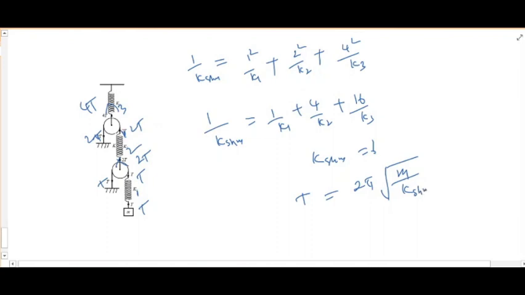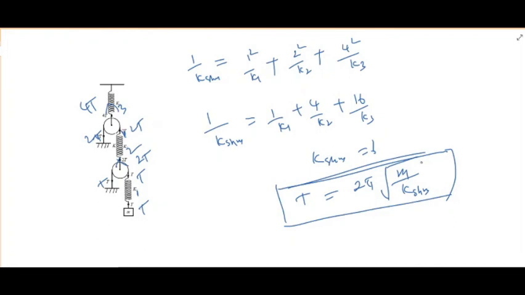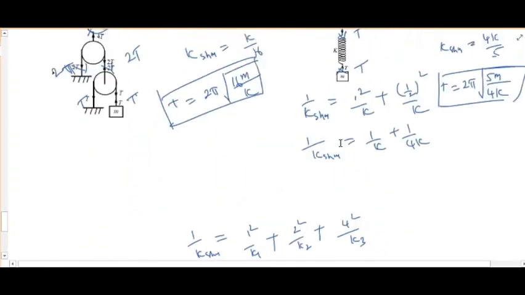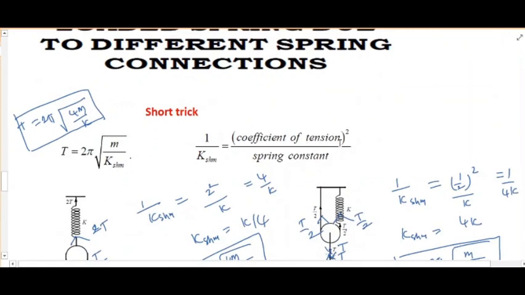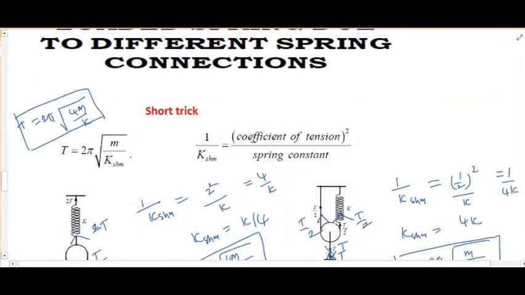2 pi into square root of m by K SHM. So with this we can find the time period by using a short trick. How many number of springs are given, don't bother, but the procedure is, where this block is connected, at that block take tension T and go on like that, and we can find out time period by using a short trick. The short trick is 1 by K SHM is equal to coefficient of tension square by spring constant.